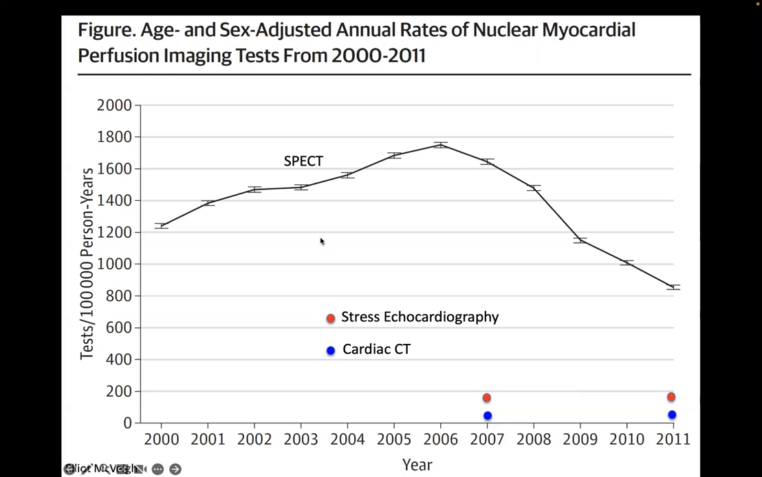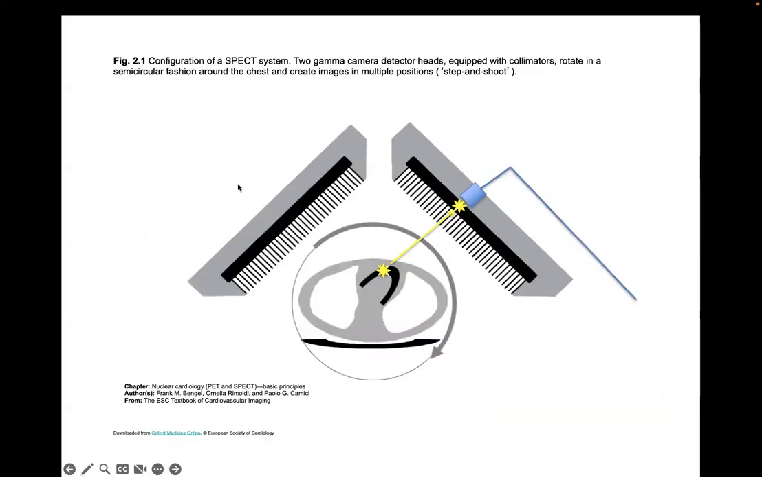However, if you look at the rate at which this test is done here, compared to, say, cardiac CT, which is in the noise. It's down here. MR is about here. Stress echocardiography is about here. And so this thing just still completely dominates cardiac imaging. So it's well worth knowing about this technology. So let's look at the physics of how it works.